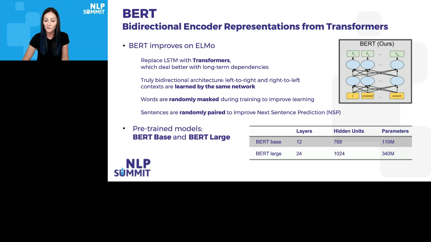It's also, as I said, truly bidirectional, left to right and right to left, because it's learning it in the same network. And words are randomly masked during training, and sentences are randomly paired to improve next sentence predictions. And those are two concepts which BERT introduces in the training phase. And luckily for us, BERT is already available pre-trained, so we don't have to build it from scratch ourselves. We can use BERT base or BERT large, for example, and there are many, many more.